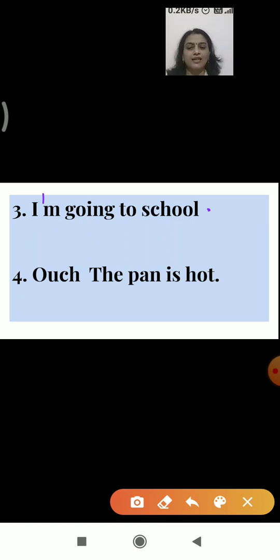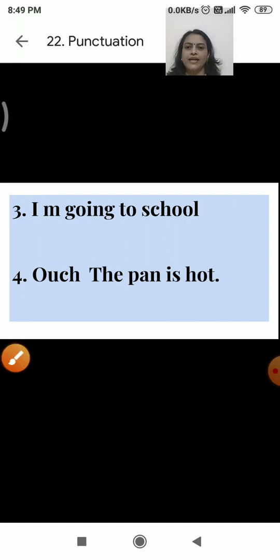Clear? Now fourth one. Ouch, the pan is hot. Okay, ouch, it is an interjection, right? Your expressions, you're telling about your feelings. So what will come after ouch? There you will find the exclamation mark. And remember, after an exclamation mark, T is capital. Whatever letter comes after an exclamation mark, you will have that letter in capital. Clear? Okay, let's move ahead.